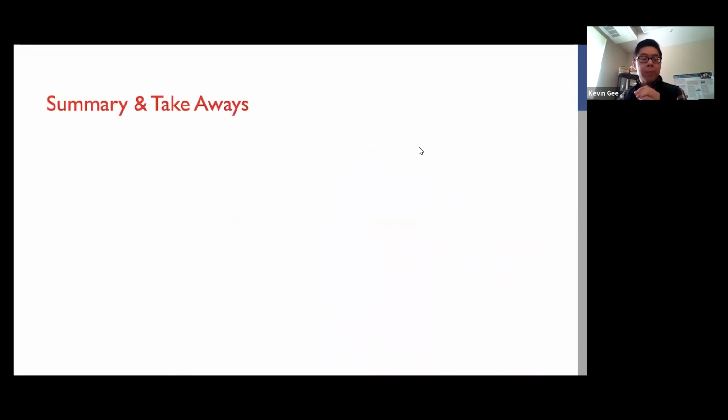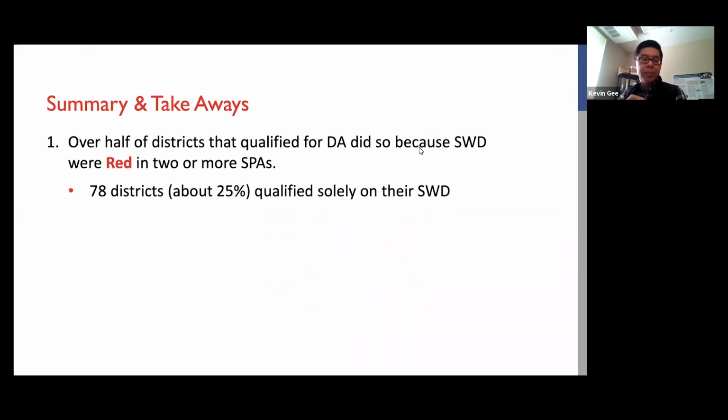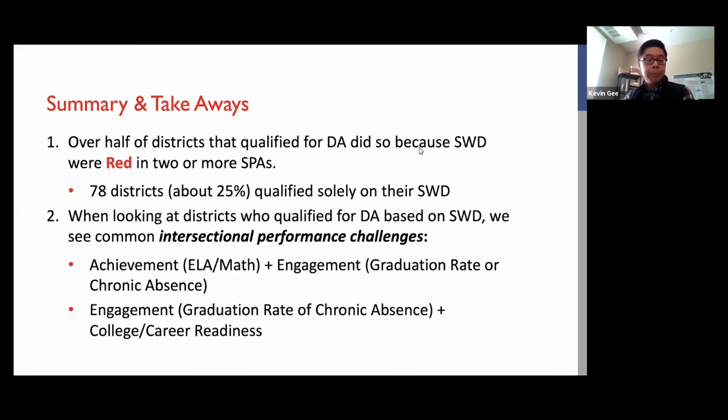So just to wrap up, some summary points and some takeaways here. Over half of the districts that qualified for DA did so because of students with disabilities. They were red in 2 or more state priority areas. And 78 districts, about a quarter of those districts, qualified solely based on the performance levels of their students with disabilities. I think when we look at districts, again, the differentiated assistance model helps us look at intersectional performance challenges.